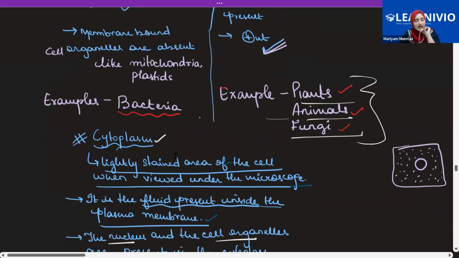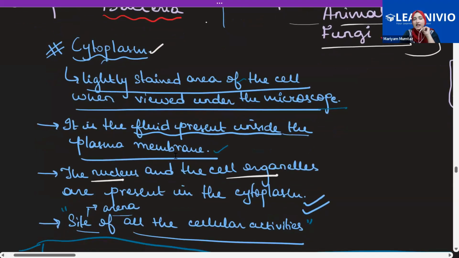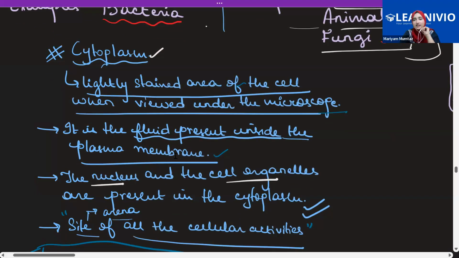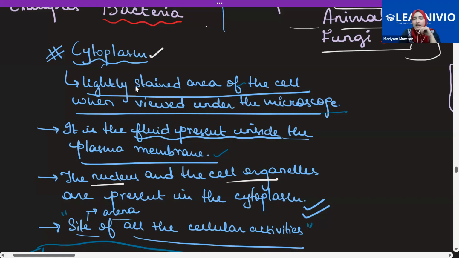Now moving forward, talking about cytoplasm. Cytoplasm is that area of the cell which will stain the lightest. So if you are looking through the microscope and you see a structure that is very lightly stained, you can understand that this structure is the cytoplasm. Cytoplasm is the fluid that is present inside the plasma membrane.